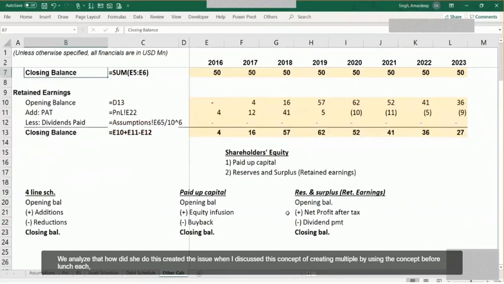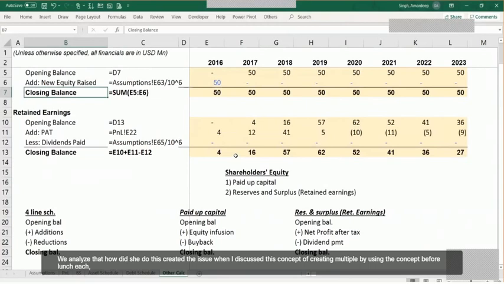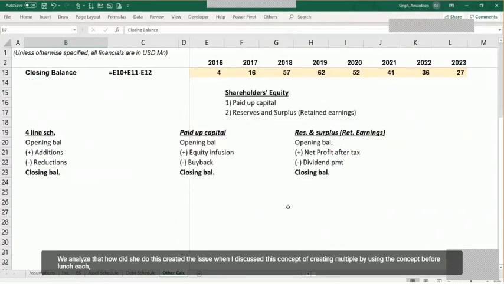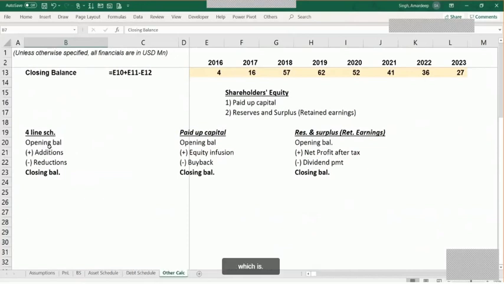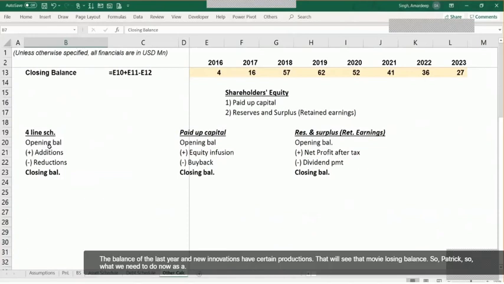Therein I discussed this concept of creating multiple schedules in the balance sheet by using the concept of the four-line schedule, wherein each and every item of the balance sheet starts with an opening balance, which is precisely equal to the closing balance of the last year. Then you do certain additions and have certain reductions from it. That's how we proceed and get to the closing balance of that particular item.